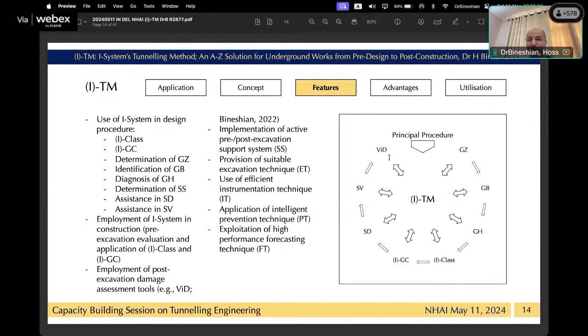Provision of suitable excavation technique, so you would not be surprised with sudden collapses. Use of efficient instrumentation technique, so you are always alert to the situation of the surrounding ground. Application of intelligent prevention technique, so you are aware of what is going on ahead of your faces. Exploitation of high performance forecasting technique.